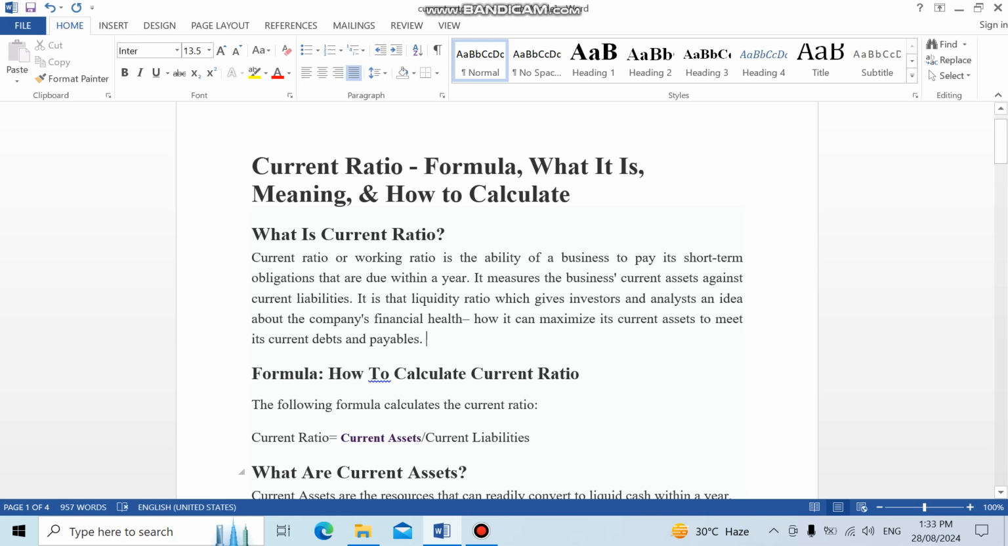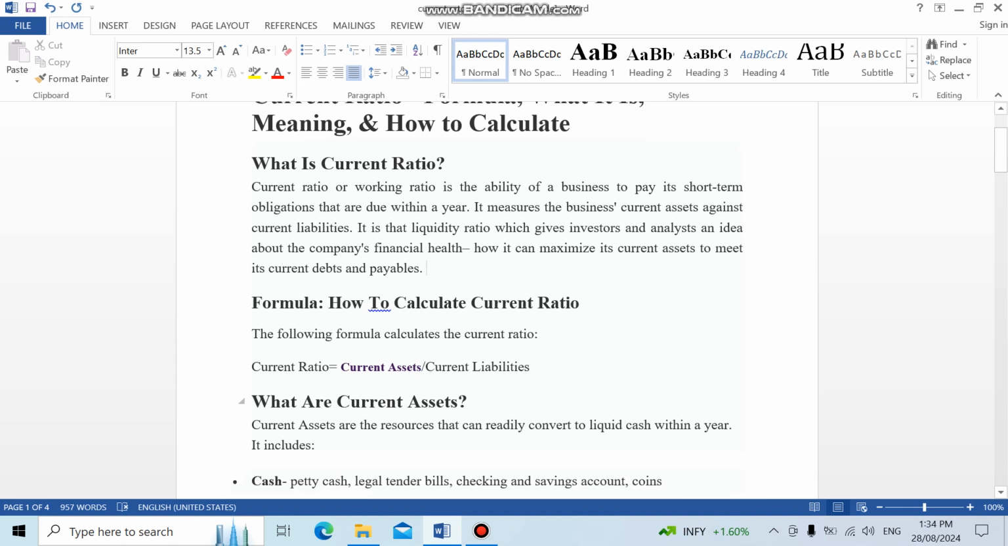Now what is current ratio? Current ratio or working ratio is the ability of a business to pay its short-term obligations that are due within a year. It measures the business's current assets against current liabilities. It is that liquidity ratio which gives investors and analysts an idea about the company's financial health and how it can maximize its current assets to meet its current debts and payables.